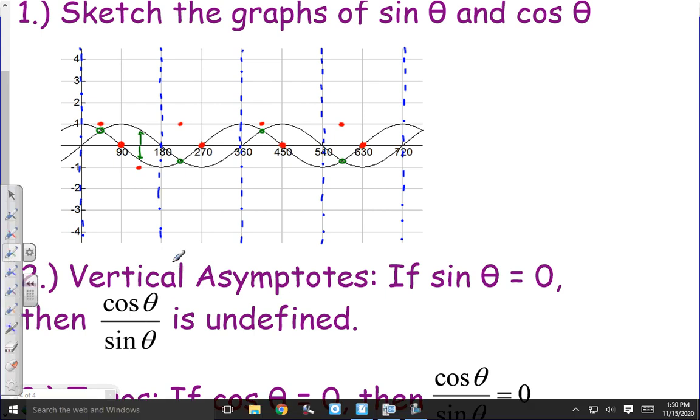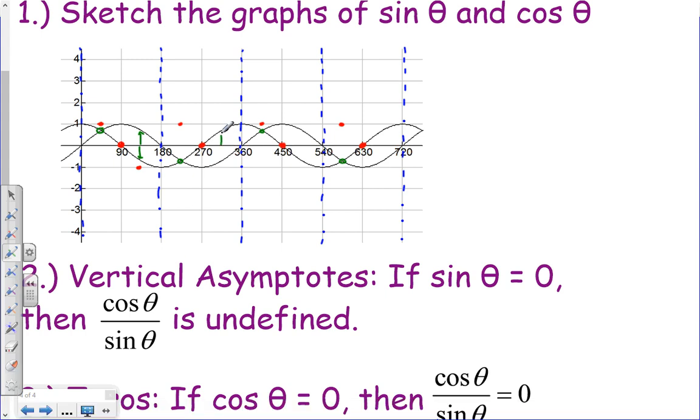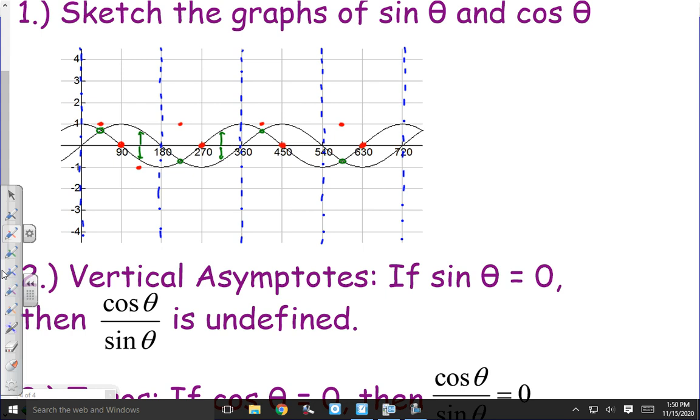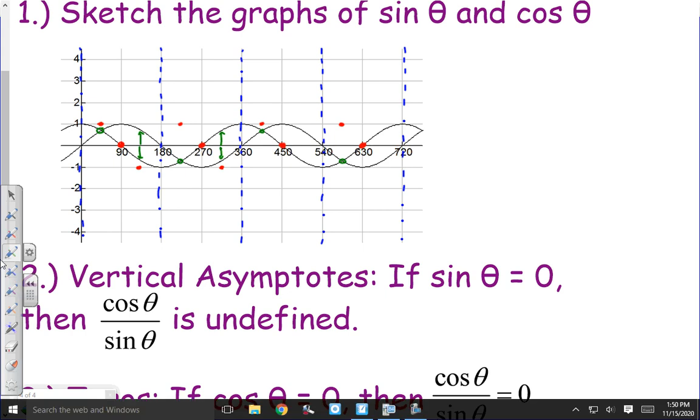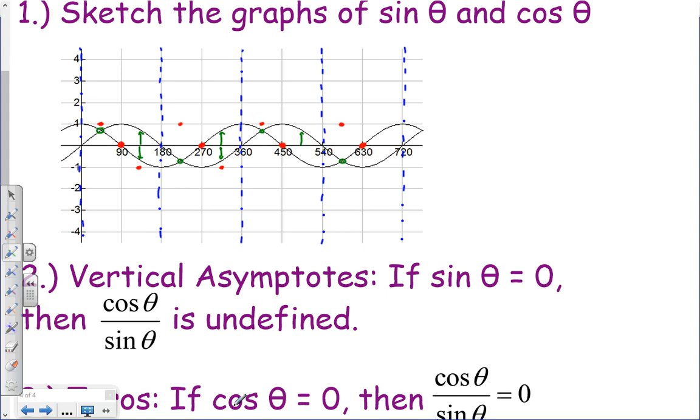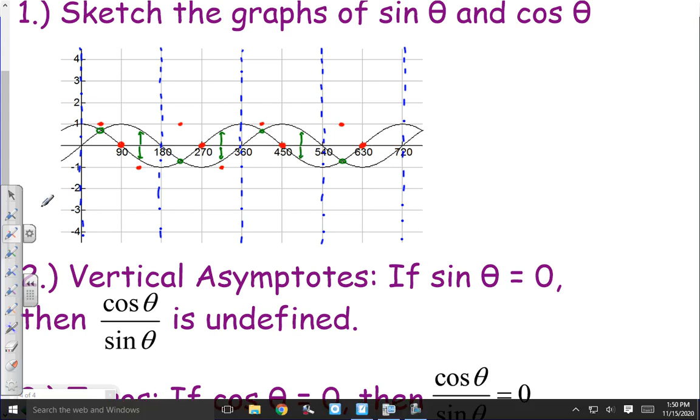And let's keep doing that. It looks like somewhere about right here the cosine function is above the x-axis. The sine function is that same distance below the x-axis. So the ratio of those two is going to be -1. So I'll plot that point right here. Let's keep going with this. It looks like about right here my sine function is above the x-axis. My cosine function is below the x-axis by the same amount. So that means their ratio is -1.